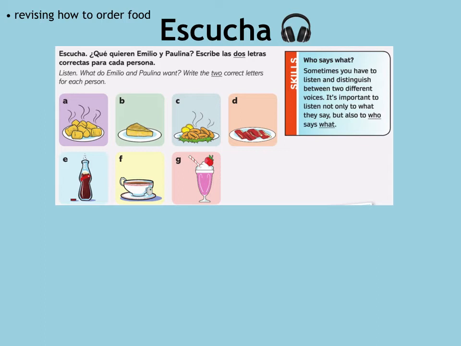Buenos días. ¿Qué queréis? A ver, ¿qué quieres, Paulina? Quiero una ración de croquetas, por favor. ¿Y tú? ¿Qué quieres, Emilio? Quiero una ración de jamón, por favor. Muy bien. ¿Y de beber? Quiero una Coca-Cola. Yo quiero un té. ¿Cuánto es, por favor? Bueno, son 10, 14, 26 euros 50.